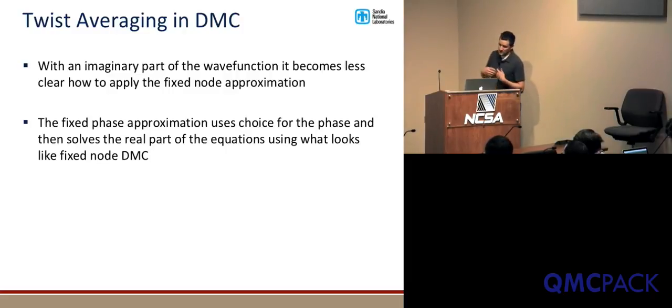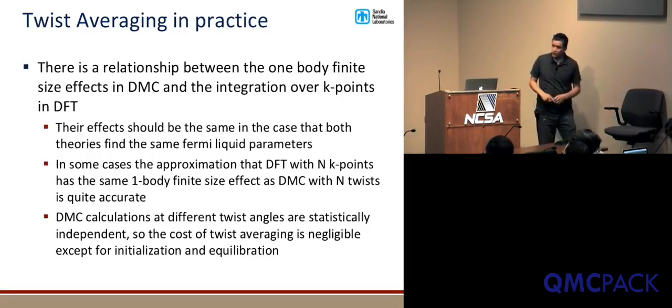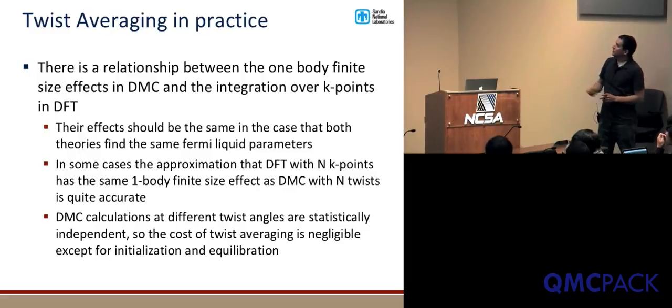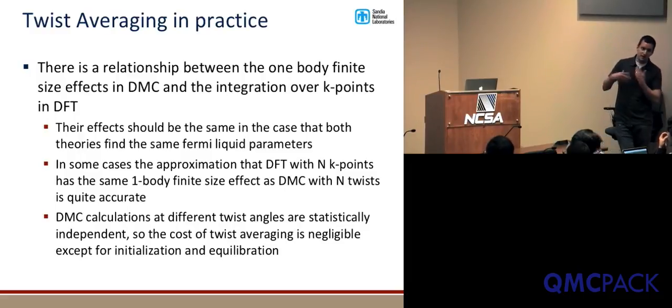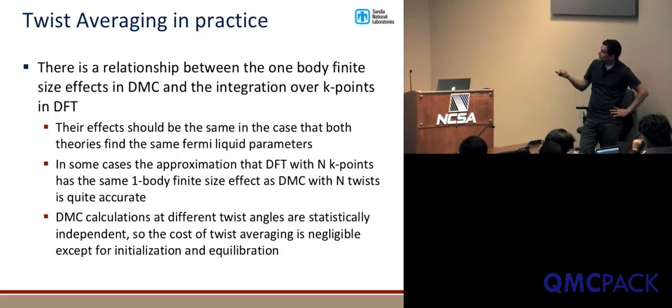And it turns out that the error in doing that looks almost exactly like the real space fixed node DMC. So you don't have, at gamma where everything can be real, one kind of error, and then away from gamma, something different. Now there is a relationship, and I've been making this comparison throughout the talk, between the one-body finite size effect, which is due to the fact that any single particle that I move across the boundary conditions can pick up a phase, and integration over k points in DFT.